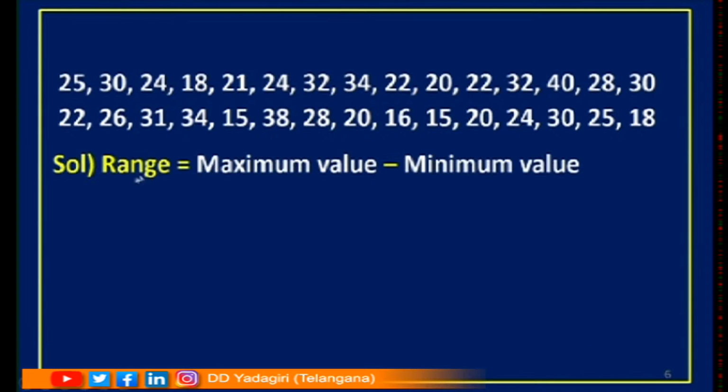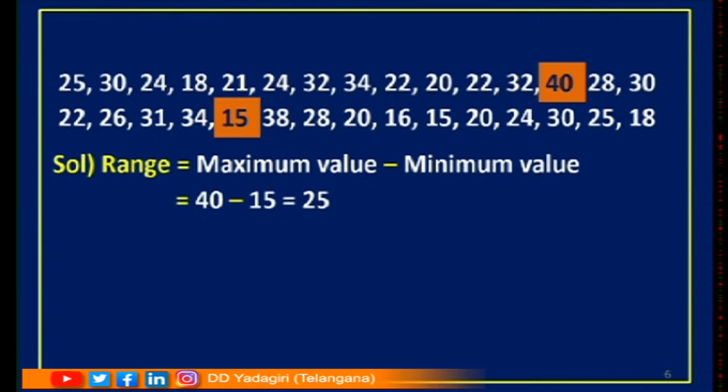First, we have to find the range. Children, what is range? Yes, it is the difference between the maximum value and the minimum value. So, I can say range equals maximum value minus minimum value. 40 is the maximum value and 15 is the minimum value. So, what we can do here? 40 minus 15. Children, what is 40 minus 15? Yes, it is 25.